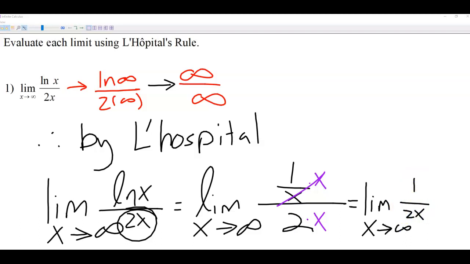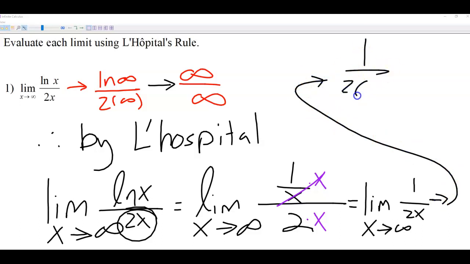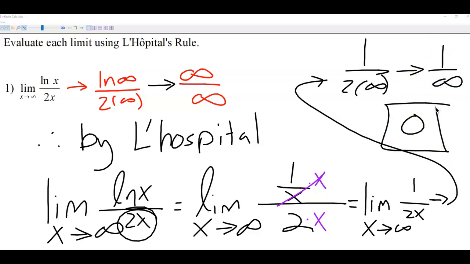And then if we do our direct substitution there, we're going to end up with, I'm running out of space, 1 over 2 times infinity, which is 1 over infinity. I'm going to use arrows here. And 1 over infinity is 0. So we end up with an actual answer here.